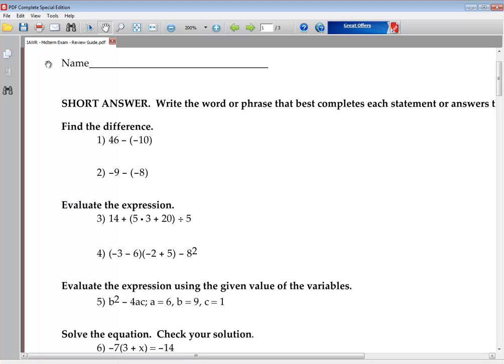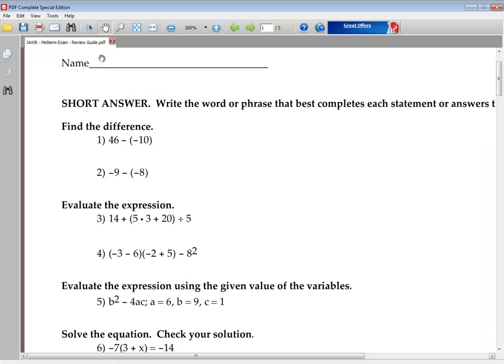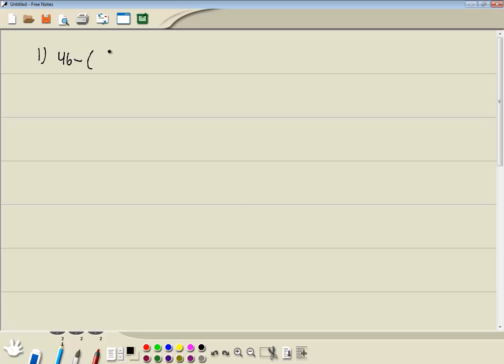Let's take a look at these problems. Our first problem, we got 46 minus negative 10. Well, remember, if you have a negative negative, and we're combining these together, adding, subtracting, that becomes positive. So this becomes 46 plus 10. You should always apply those shortcuts before you attempt to add or subtract numbers. 46 plus 10 then gives us 56. And that's our answer.